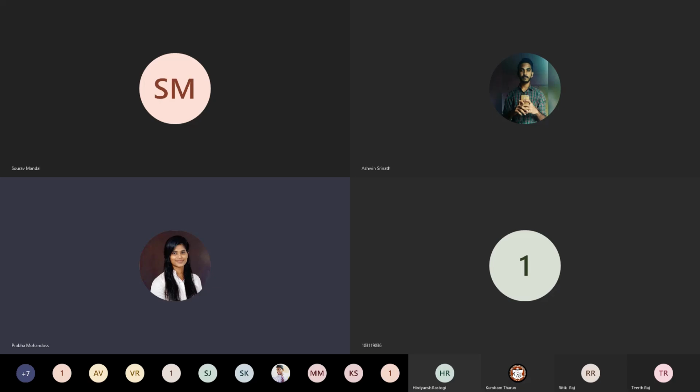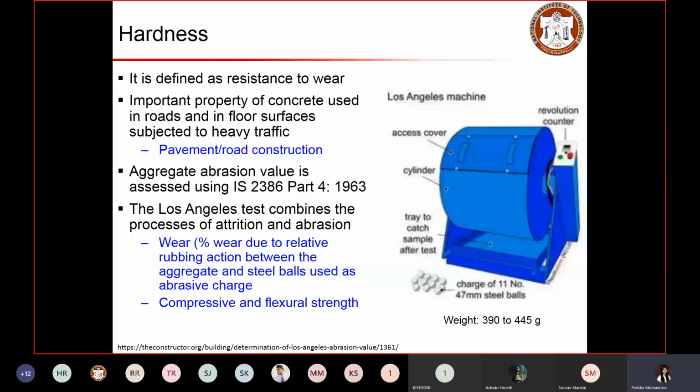Looked at why we use aggregate in concrete, what the different types of aggregates are, how we classify them based on shape and texture, and some mechanical properties of aggregate which could influence the properties of concrete, right? So in today's class, we are going to continue with other aspects or properties which could affect the performance of concrete. So one such property is hardness.